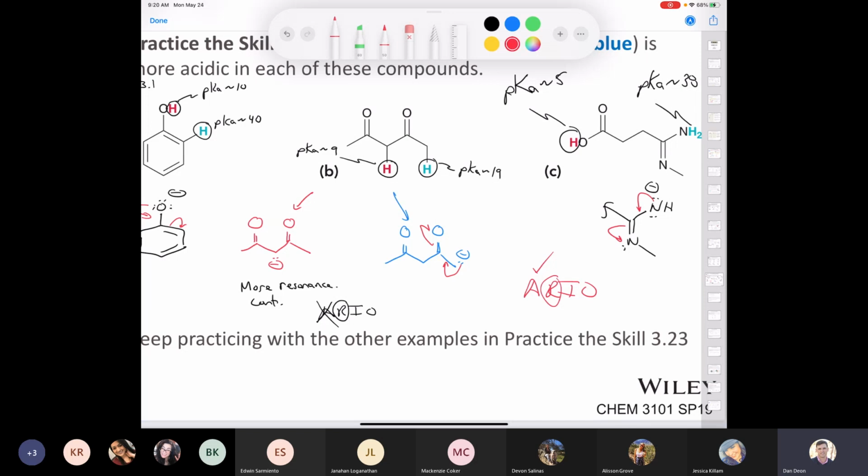Even if, in the pKa here, it should be less than 38. But still, it's such a huge difference between 38 and 5 that there's going to be no argument. It's going to be the carboxylic acid.